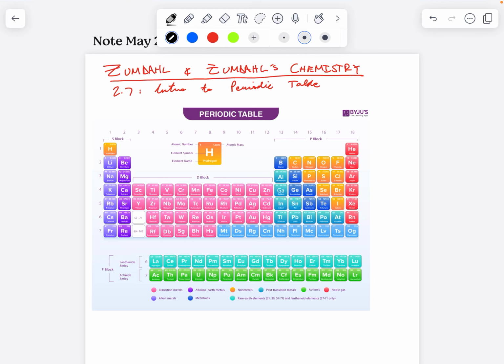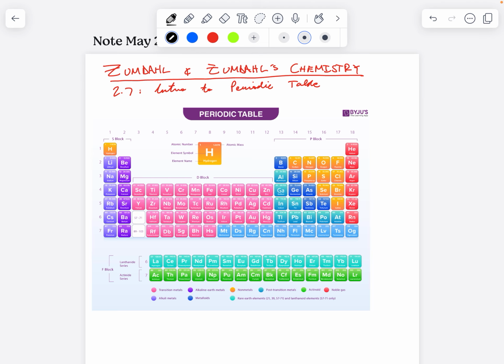This is 2.7 of Zumdahl and Zumdahl's chemistry. Still don't know if I'm saying the name right. I'm doing this on Notability so that I have access to annotate a periodic table. If you've taken any science class, this is a college level class. In high school, I'm sure you've learned of the periodic table, but this section serves to refresh your mind on some of the key things.